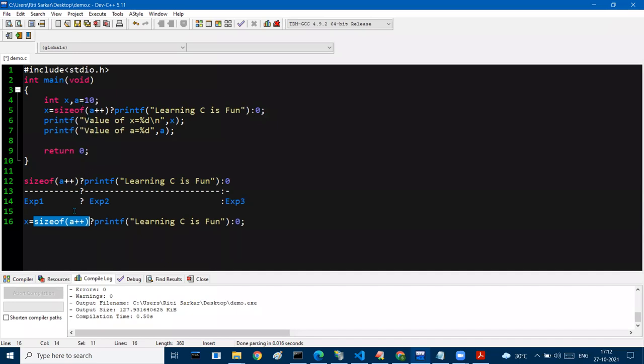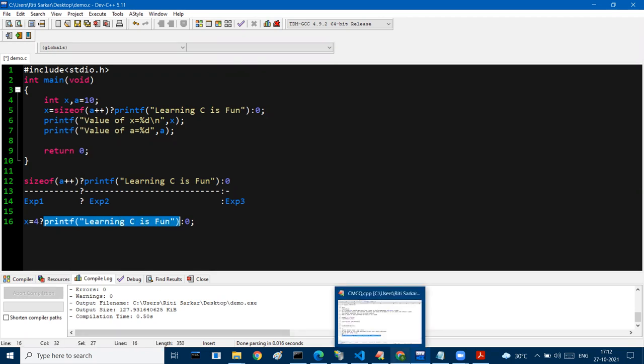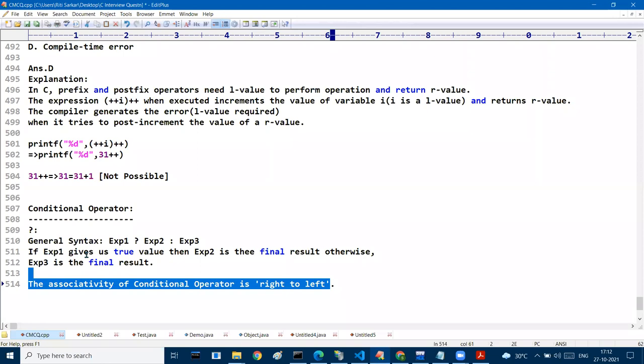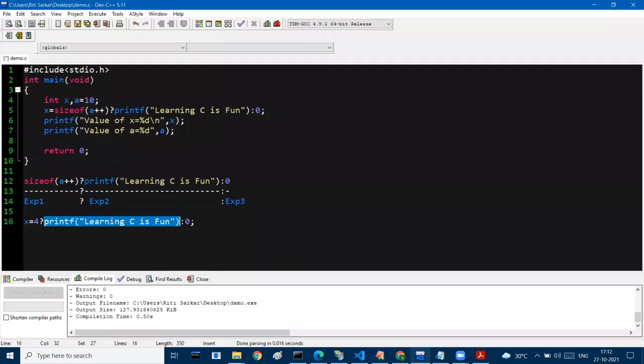What type is a, guys? A is an integer type, so it will have the value 4. So at compilation time, expression one got the value 4. A++ will never get the chance of evaluation. Okay, 4. Is 4 a true value? Yes, 4 is a true value. So which part will be executed as per our discussion? We already said that if expression one is true, then expression two is the final result. So here the final result is expression two, printf learning C is fun. Automatically what will happen?